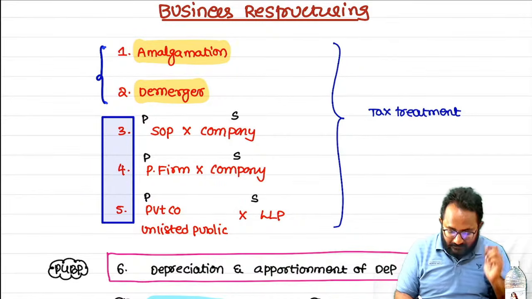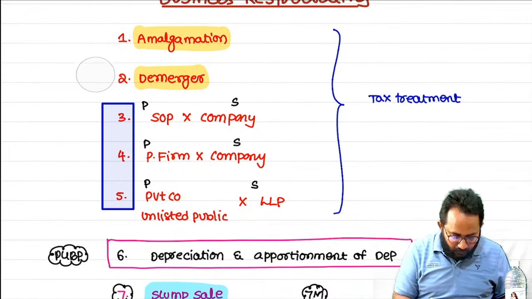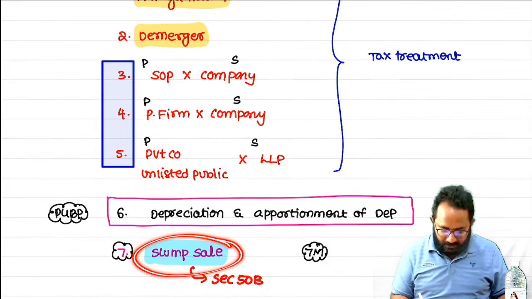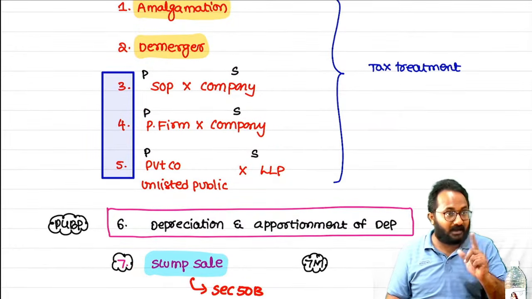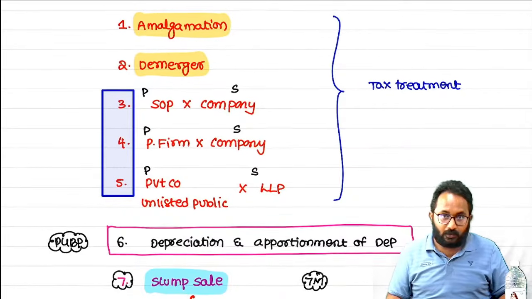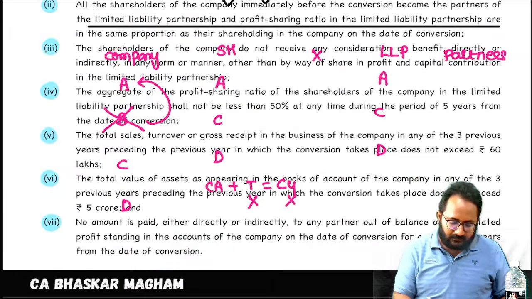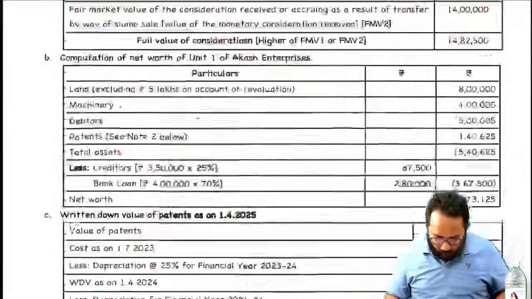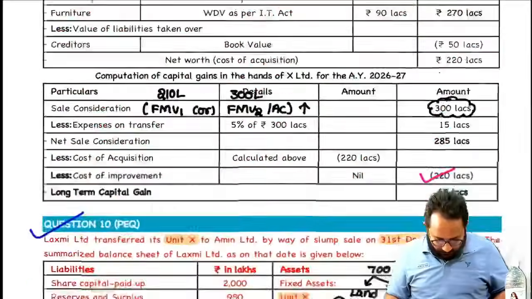And yes, these 2 are also important. At the time of doing the preference, first start with the slump sale, then conversion, then demerger, and then amalgamation. So now, sir, in amalgamation, what are the questions I have to do preferentially? Yes, I will give an idea.